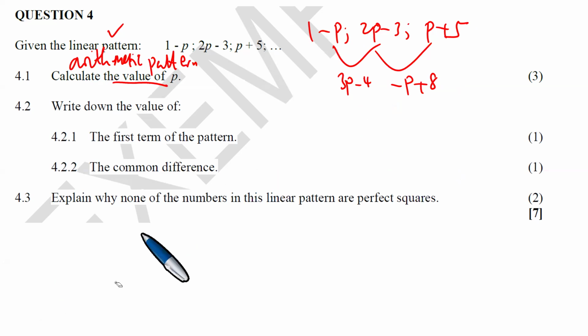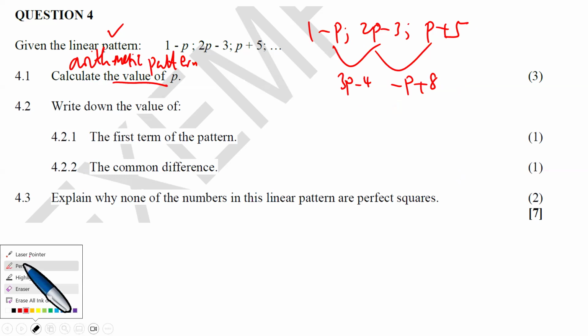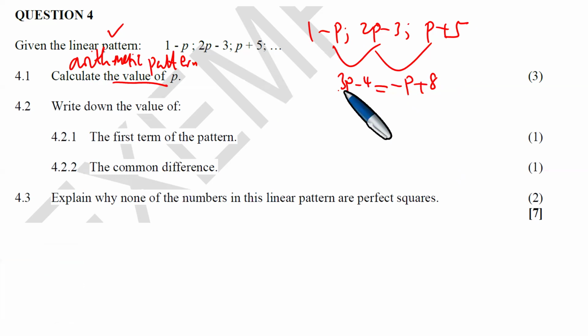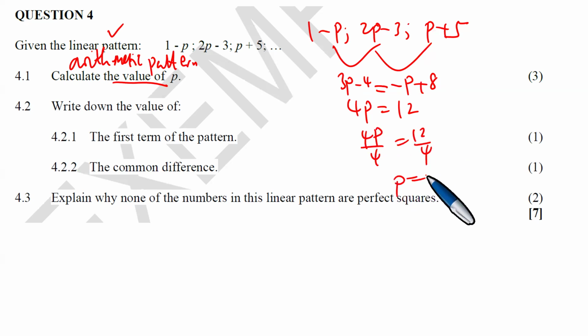Remember that this is already arithmetic. So since it is arithmetic, the first differences themselves are common. So this is equal to this. So that we have 3p plus p, which gives you 4p, which equals 8 plus 4, giving 12. 4p out of 4 equals 12 out of 4. p equals 3. Yeah, p is 3.